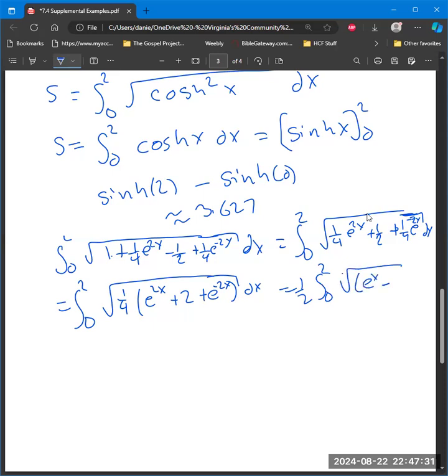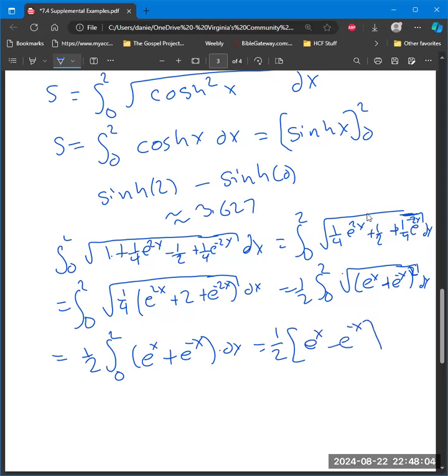0 to 2, and this is the square root of e to the x plus e to the negative x squared dx. 1 plus 1 is going to give me that 2. So this is going to be 1/2 of the integral from 0 to 2 of e to the x plus e to the negative x dx, which is 1/2 of e to the x minus e to the negative x from 0 to 2.